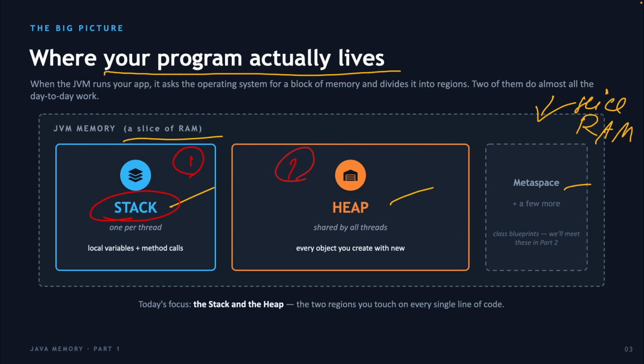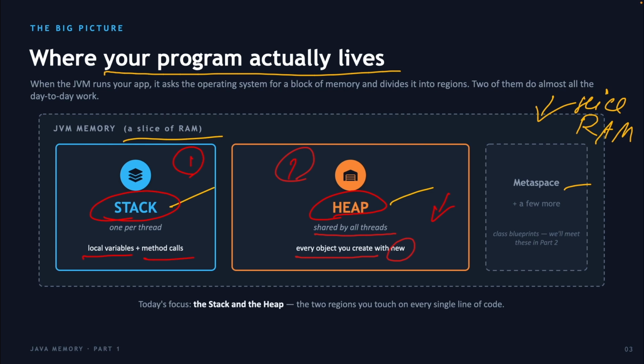If you look at the stack, each thread gets its own stack. The stack keeps track of method calls and stores local variables. Local variables plus method calls are all stored in the stack. And if you look at the heap, it is shared by all the threads in the program, and this is where every object we create with the new keyword lives. Whenever we create any object with the keyword new, that object is stored in the heap.